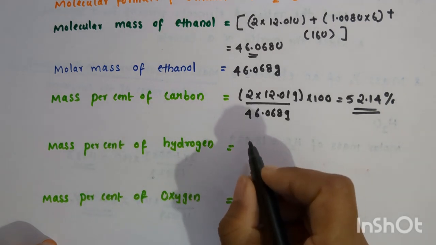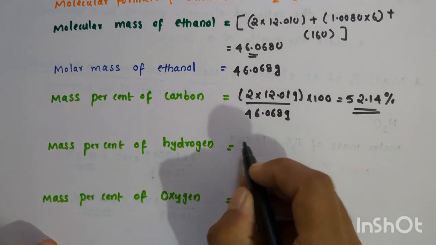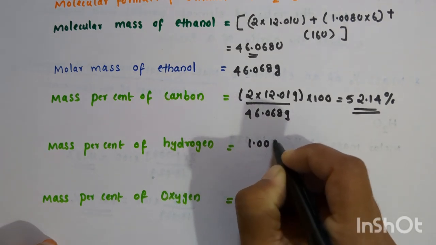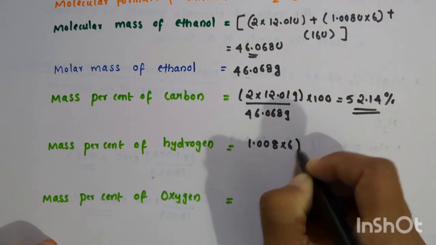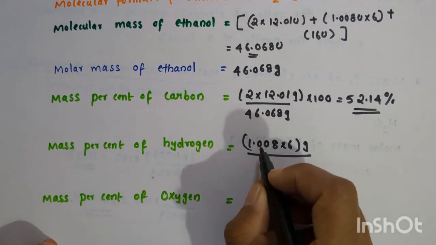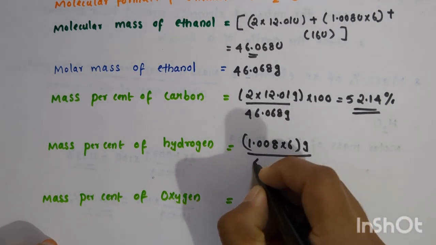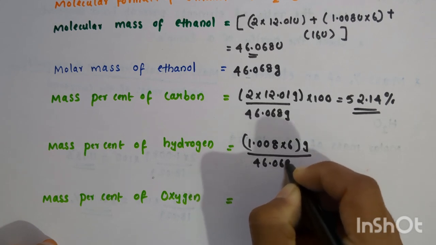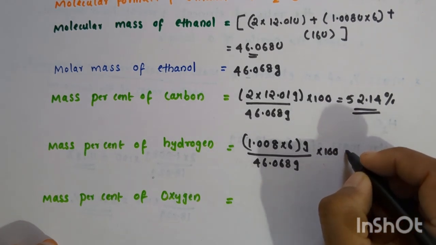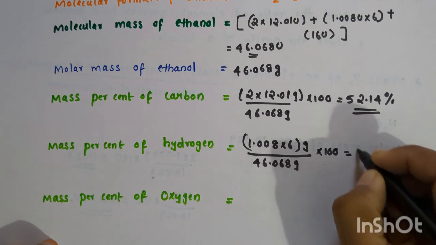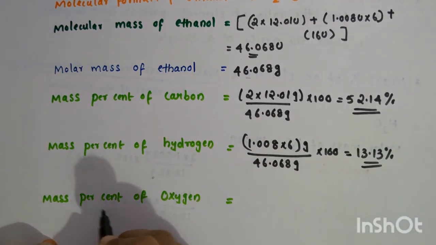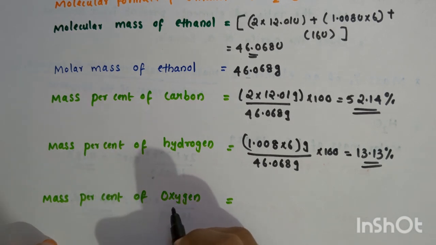Similarly, what about the mass percent of hydrogen? That will be equal to the mass of hydrogen in the compound, which is 1.008 into 6 gram, divided by the molar mass of ethanol, which is 46.068 gram, into 100. When you do this calculation, you will get 13.13%.